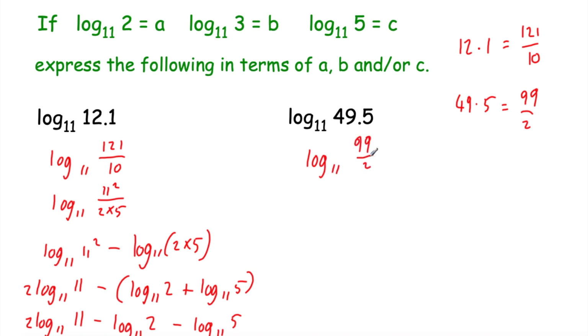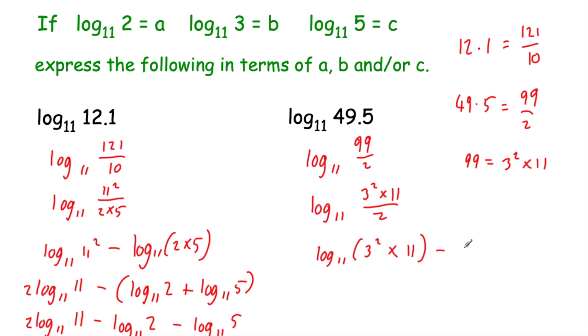Now here we've got our 2, that's fantastic, but we've got 99 on the numerator. Well, 99 is equal to 3 squared times 11, because 3 times 3 is 9 times 11. So let's write that down. That's the log to base 11 of 3 squared times 11 over 2. Okay, so let's split this up. That's fantastic because we've got our 3, we've got an 11, that's fine, and we've got our 2 as well. So it's going to be the log to base 11 of our numerator, 3 squared times 11, close brackets, subtract the log to base 11 of 2.